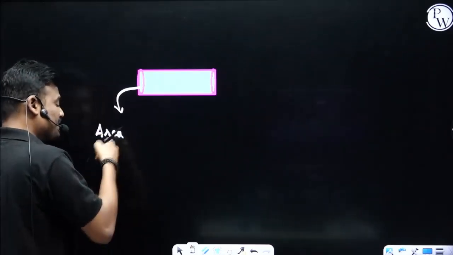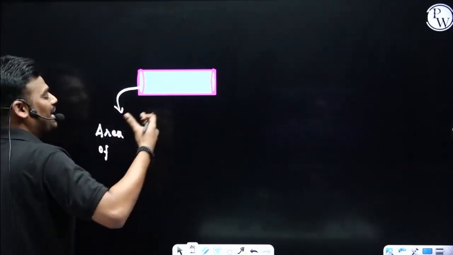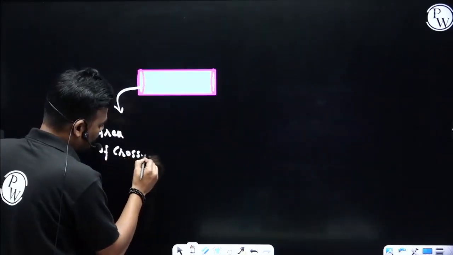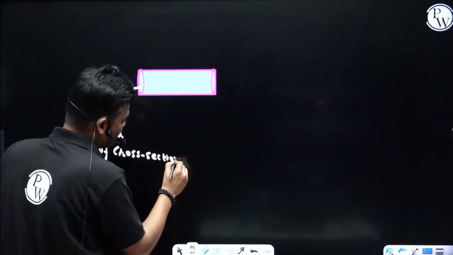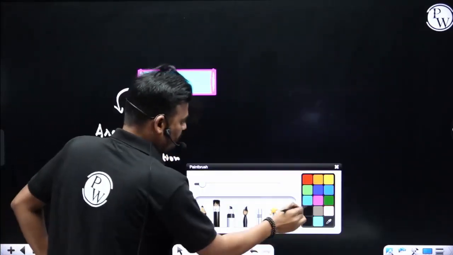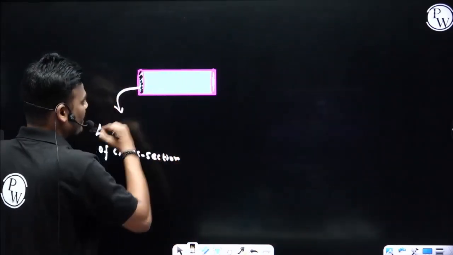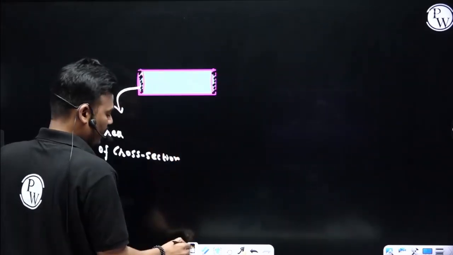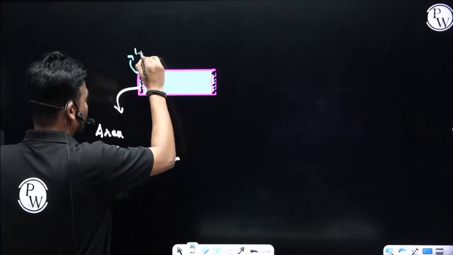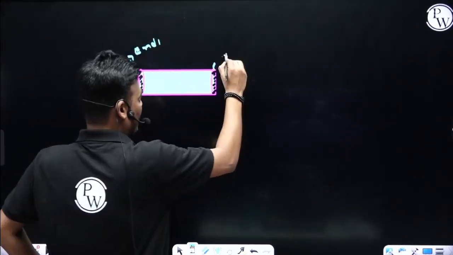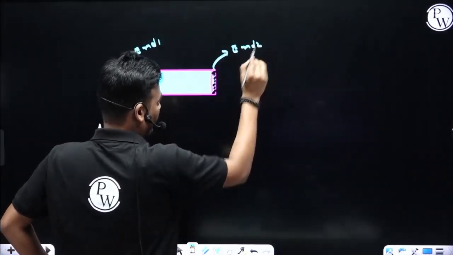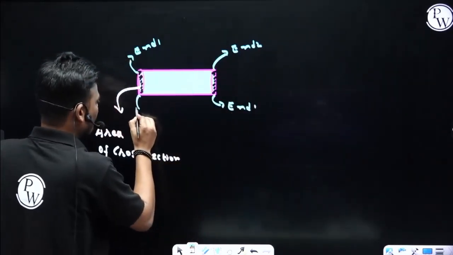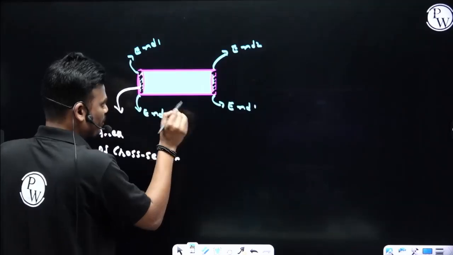You will be using these terms, so you have to know what the cross section area is. This part you'll be calling the area of a cross section, and this is also an area of a cross section. And there are two ends. This is end one, and this is end two. Or else if you consider this end one, this one will be end two. Got it?